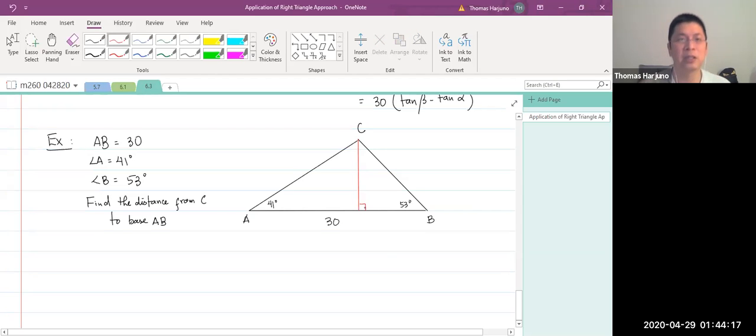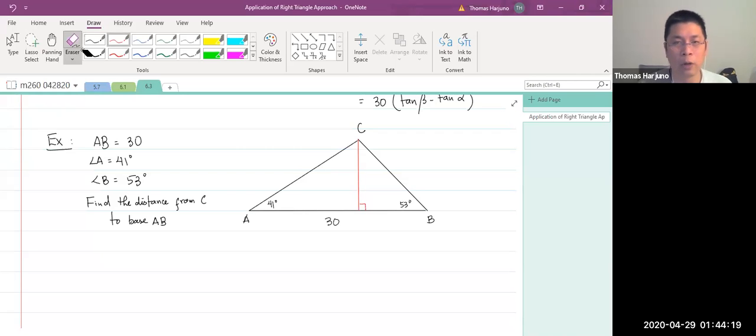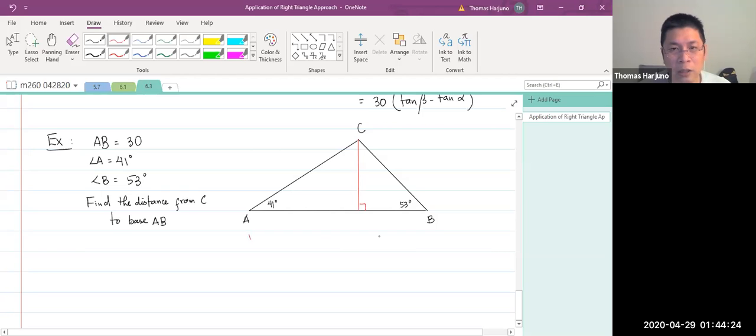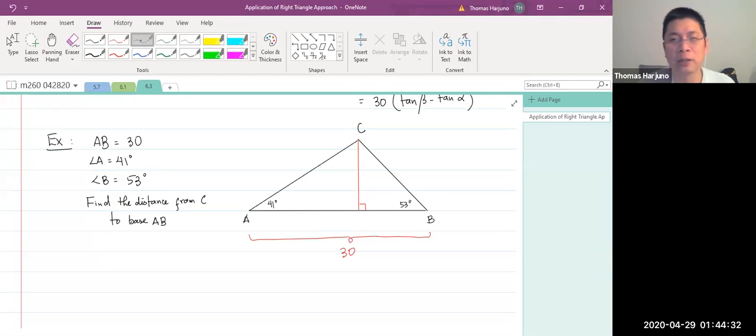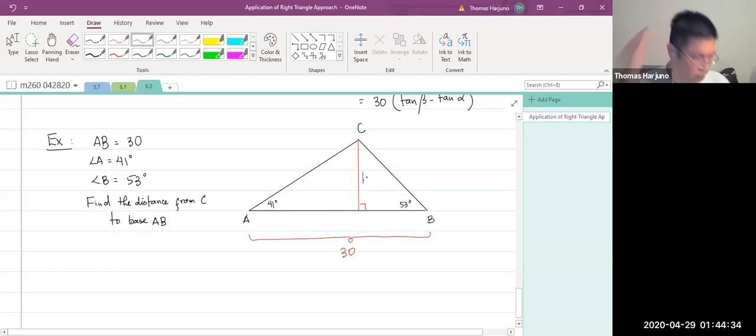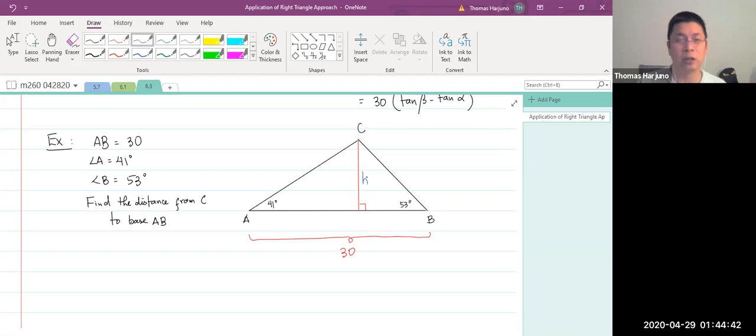Now notice that this 30 actually covers the whole AB. Let me clarify that the length here is 30, and what we want is to find the height. We can solve this question more easily using the law of sines, but I prefer to hold it until later. You still need to know the basics. Now, how to do this problem?